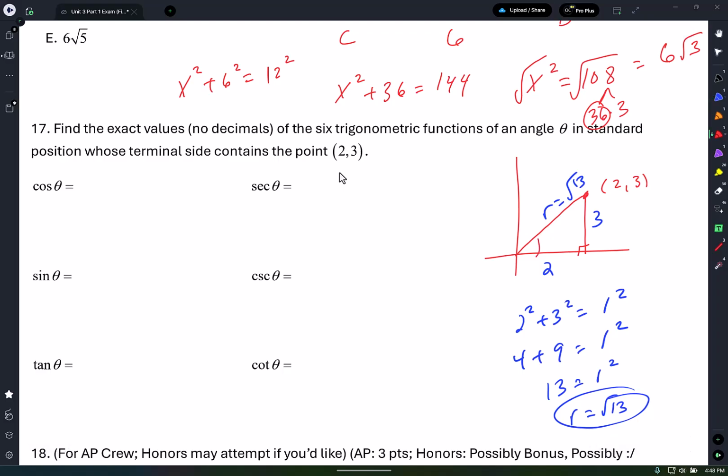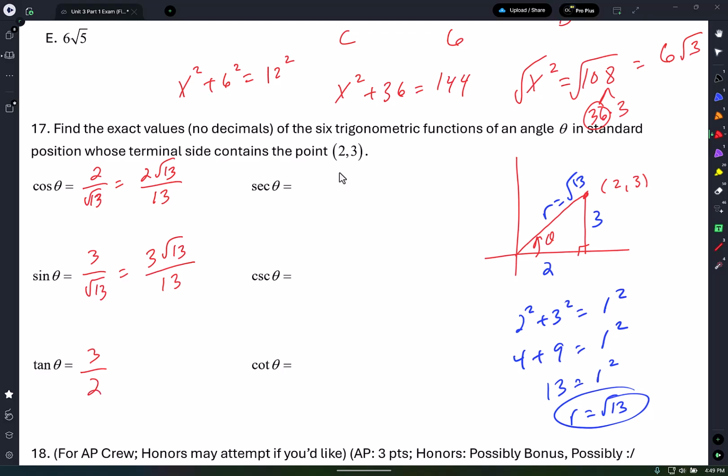Cosine. This is my angle adjacent over hypotenuse. 2 over square root of 13, or 2 square root of 13 over 13. We're okay? All right, sine. 3 over square root of 13 or 3 square root of 13 over 13. We're okay so far? All right, tan, opposite over adjacent, 3 over 2.